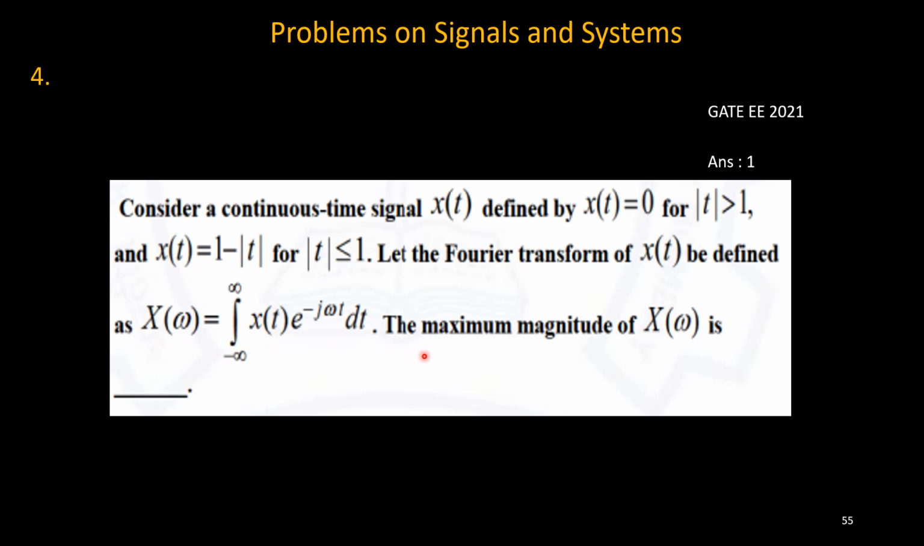Now, maximum magnitude of X(omega) we need to find out. So actually we should understand the spectrum of X(omega), and then we need to find the maximum magnitude. First we need to identify where the maximum will be, and then we'll try to find its magnitude.